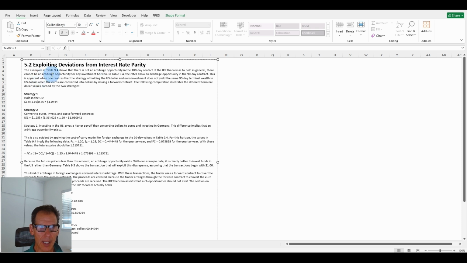The examples in Table 9.4 show that there's not an arbitrage opportunity in the 180-day contract. If the IRP theorem is to hold in general, there cannot be an arbitrage opportunity for any investment horizon. In Table 9.4, the rates allow an arbitrage opportunity in the 90-day contract. This is apparent when one realizes that the strategy of holding the US dollar and euro investment does not yield the same 90-day terminal wealth in US dollars when the euros are converted into dollars by issuing a forward contract. The following computation illustrates the different terminal dollar values earned by the two strategies.